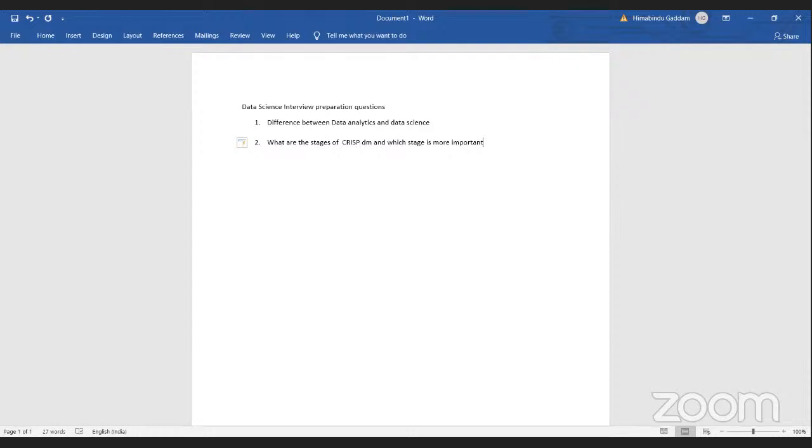CRISP-DM has 6 stages: business understanding, data pre-processing, data modeling, and after modeling, we will do the model evaluation, and then we deploy. And the most important stage in CRISP-DM as a data scientist is to do the data pre-processing.